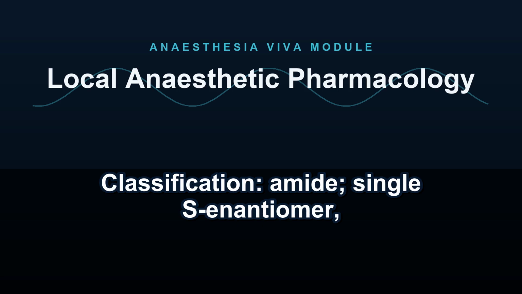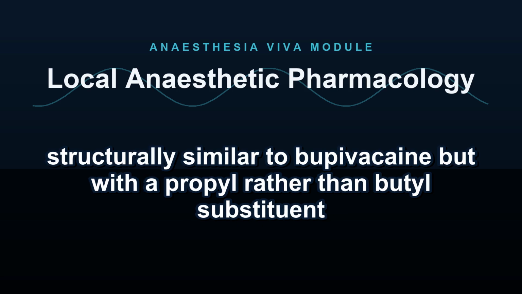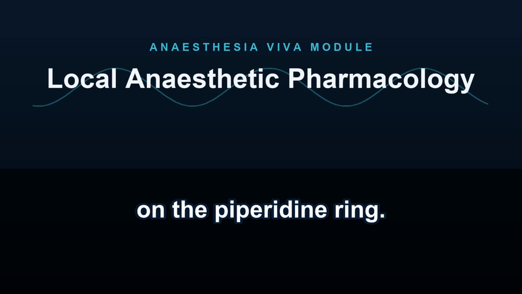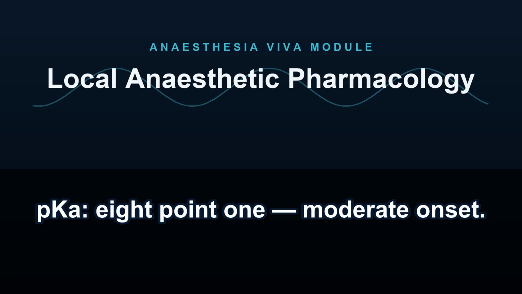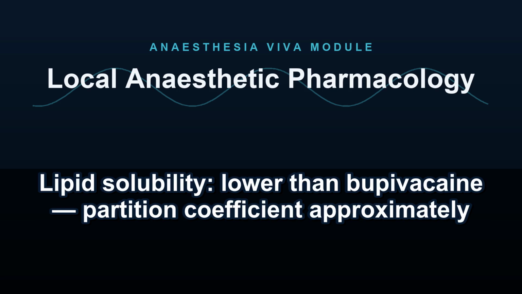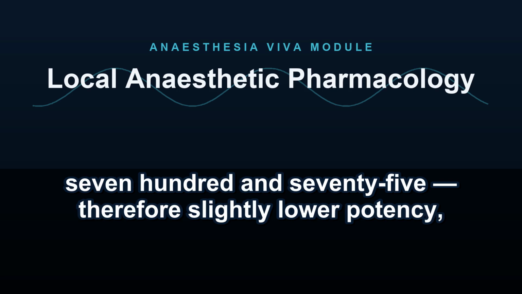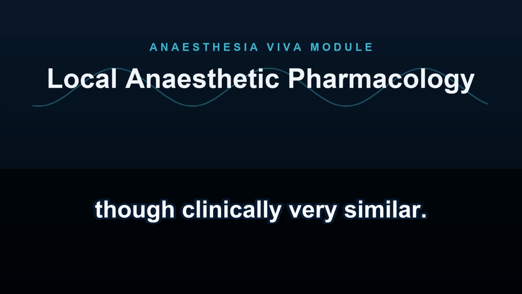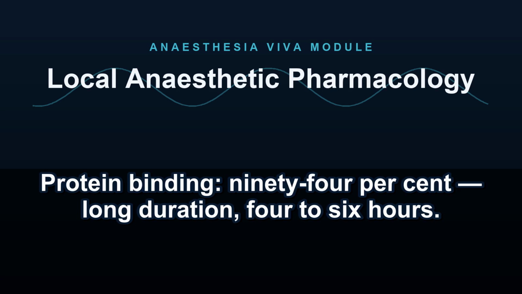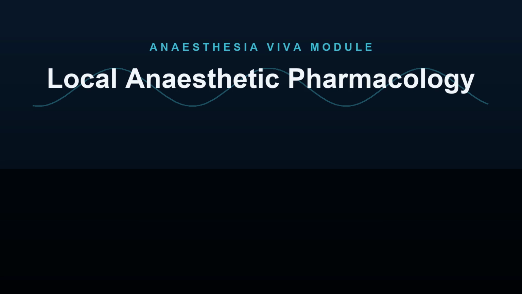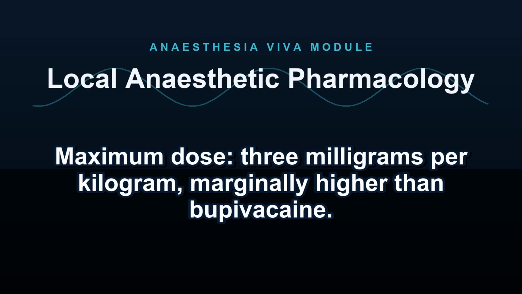Ropivacaine. Ropivacaine is a long-acting amide developed concurrently with levobupivacaine as a safer alternative to bupivacaine. Classification: amide, single S-enantiomer, structurally similar to bupivacaine but with a propyl rather than butyl substituent on the piperidine ring. pKa 8.1, moderate onset. Lipid solubility: lower than bupivacaine, partition coefficient approximately 775, therefore slightly lower potency, though clinically very similar. Protein binding: 94%, long duration 4 to 6 hours. Metabolism: hepatic. Maximum dose: 3 mg per kilogram, marginally higher than bupivacaine.